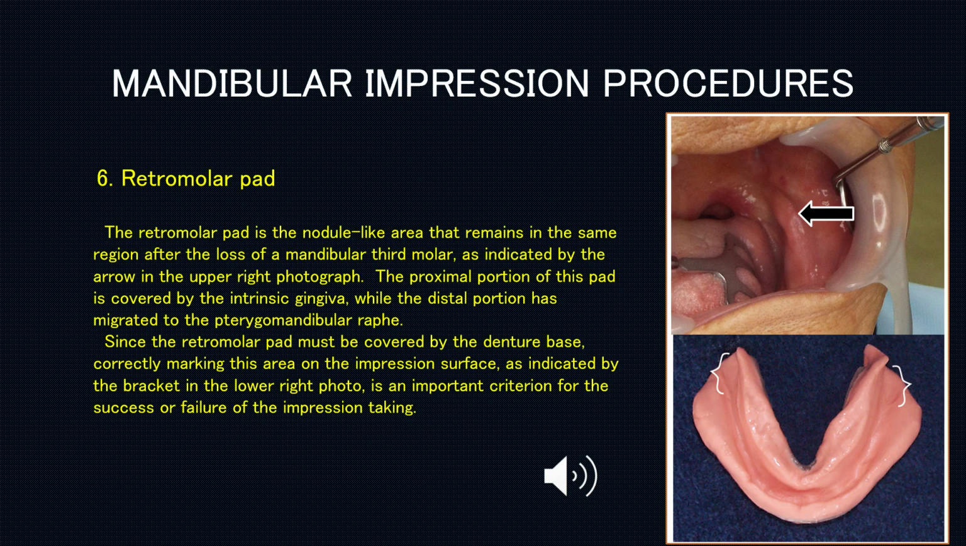The proximal portion of this pad is covered by the intrinsic gingiva, while the distal portion has migrated to the pterygomandibular raphe. Since the retromolar pad must be covered by the denture base, correctly marking this area on the impression surface, as indicated by the bracket in the lower right photo, is an important criterion for the success or failure of the impression taking.